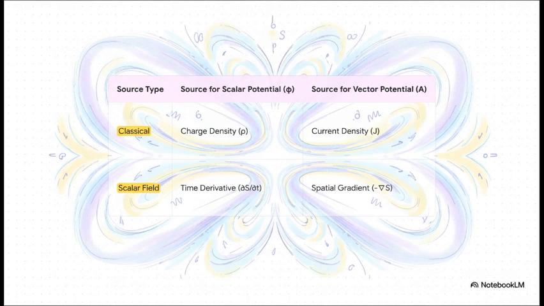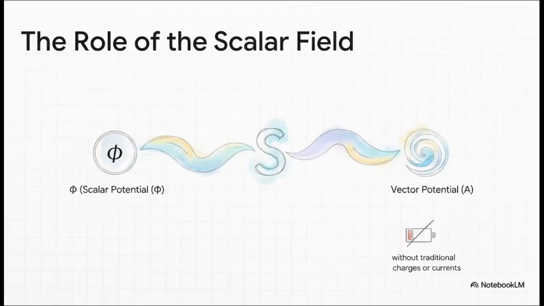A change in S over time can create scalar potential, and a change in S across space can create vector potential. It creates this beautiful new symmetry in the physics. So the most important point is this. The scalar field basically acts like a bridge, a go-between for the two potentials.